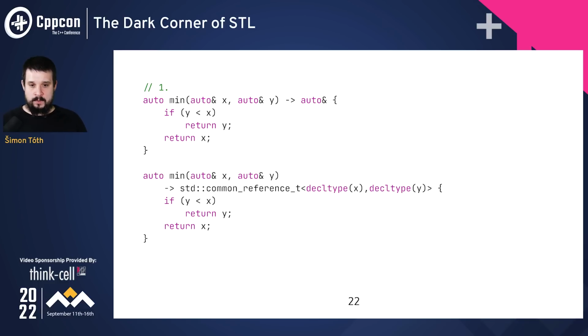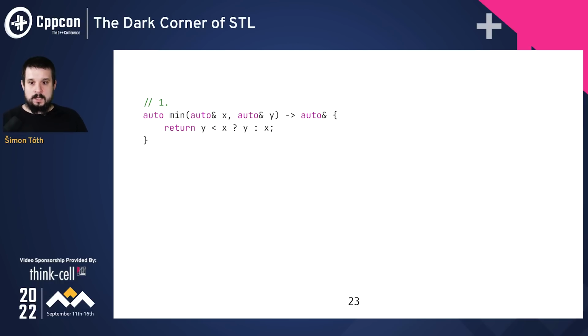It's called common reference. Now we have only changed the result type of this function from L-value reference to a common reference between the two arguments. Now that was just a side note. Let's look at the first actual issue.